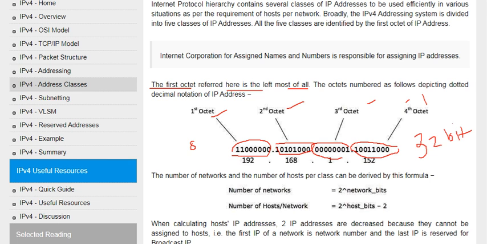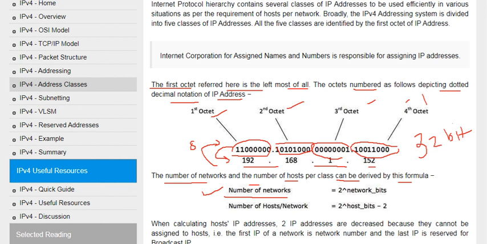So this is the first octet. The octet numbers follow the dotted decimal notation of an IP address. So there is a decimal notation of that. These binaries get converted into decimal, which is 192.168.1.152. So that is the 32-bit IP address, and it is in binary form. The number of networks and number of hosts per class can be calculated by a formula.